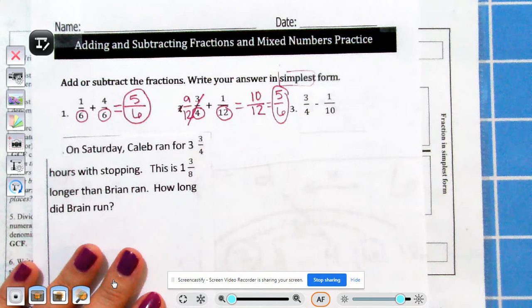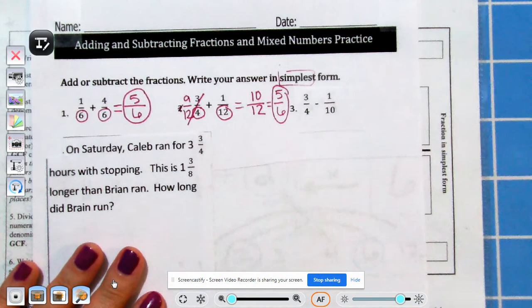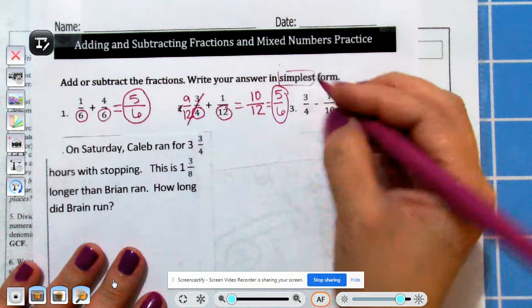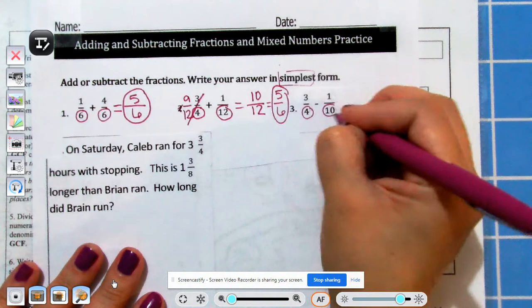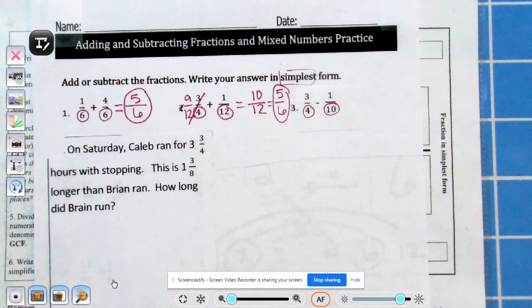Five is 1 less than 6, so we know that fraction is simplified. Now we have 3/4, and we're subtracting 1/10. Do your denominators like each other? No, they do not. So we have to find a common denominator.